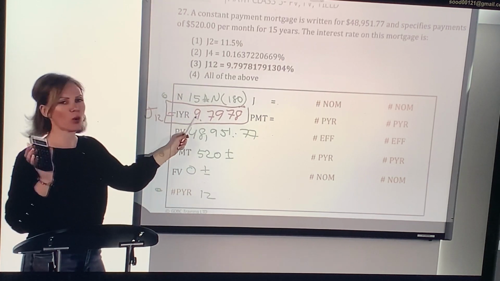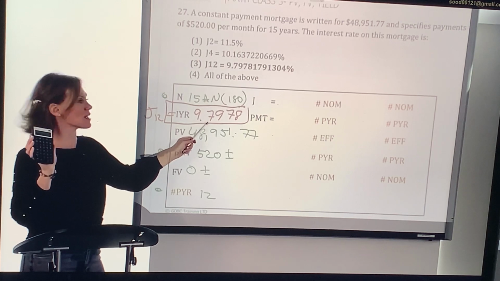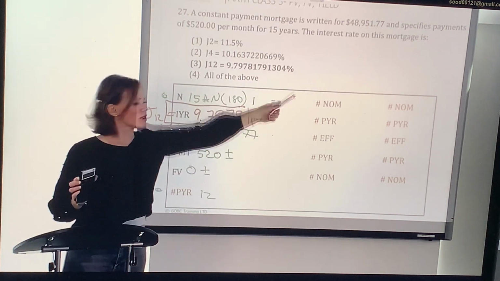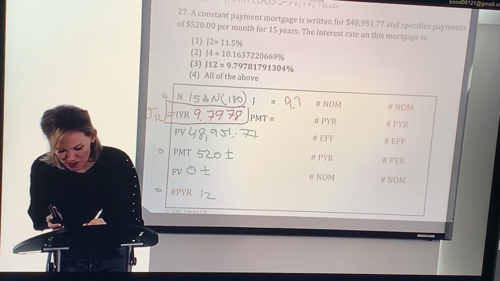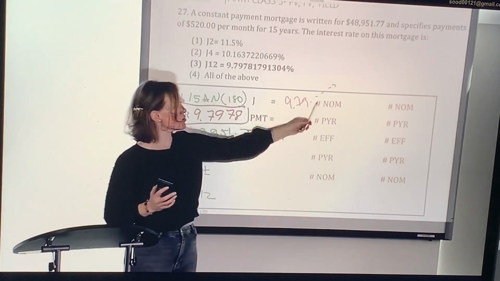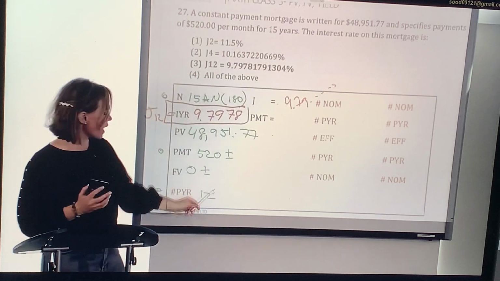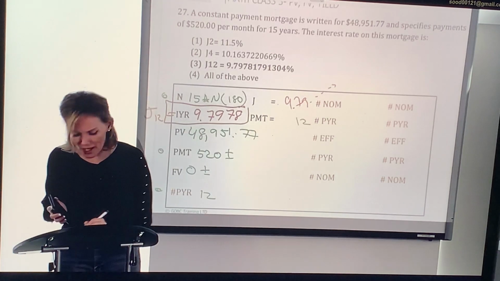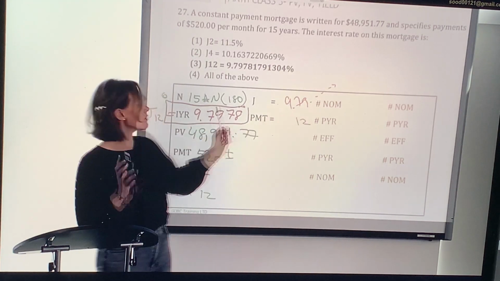Right now, where does this 9.79 sit? In which button does it sit? It sits in your IYR button, which is your nominal key. You don't have to write it down, just watch me: 9.79. The whole number right now sits in your nominal key. This 12 right now sits in your PYR, so it's already in. You don't have to do anything. You don't have to enter them again because you already have that information.